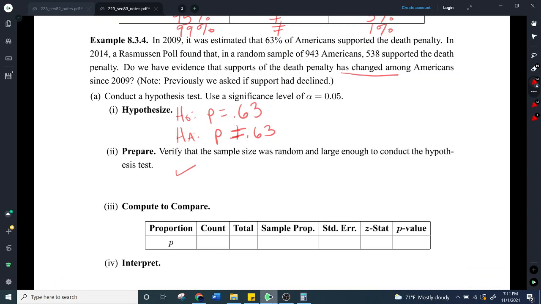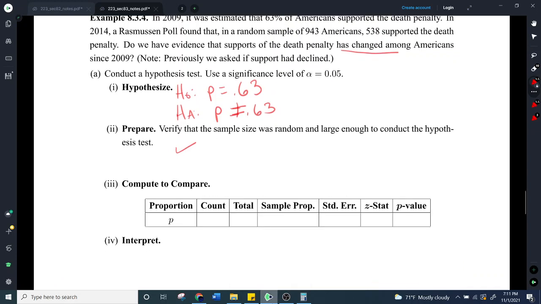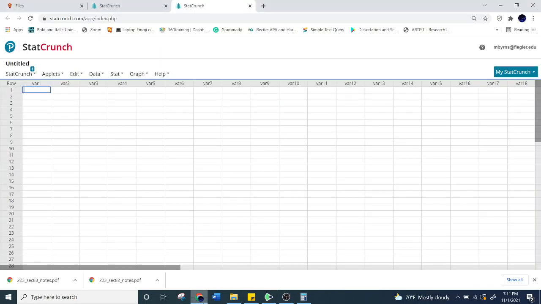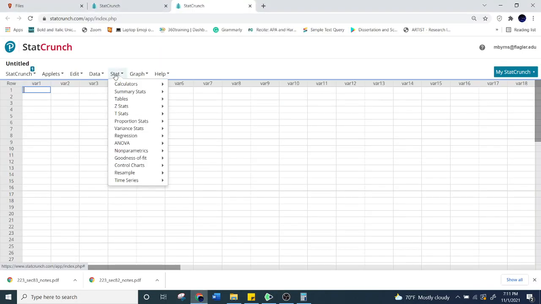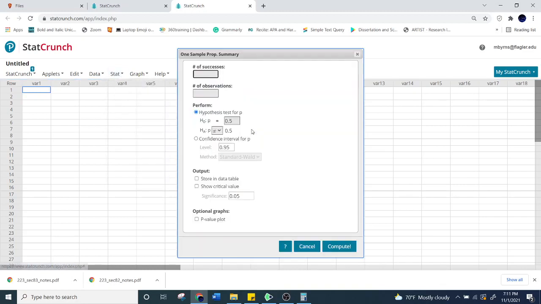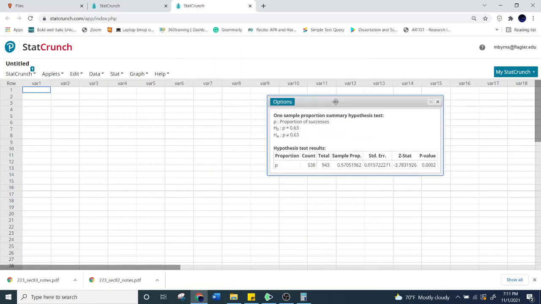So let's go to StatCrunch and get the information that we need. Notice this is 538 out of 943. Remember, we go to Stat, Proportion, One Sample, With Summary. So 538 out of 943. My null hypothesis is that P is 63%. My alternative is that P does not equal 63%. And I'm going to click on Compute.